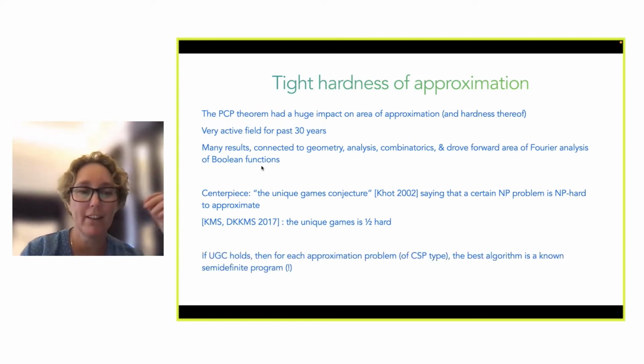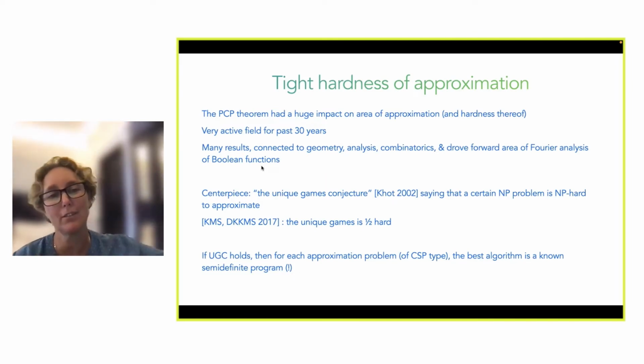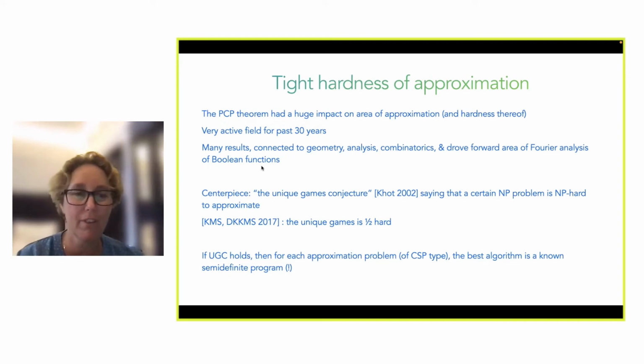And the beautiful thing is that if the unique games conjecture is true, then actually there is one algorithm. It's a semi-definite programming algorithm, which is really the best algorithm for all of these problems that we call constraint satisfaction problems, CSPs. So if the unique games conjecture is true, there is one algorithm that kind of immediately is the best for all of these approximation problems.